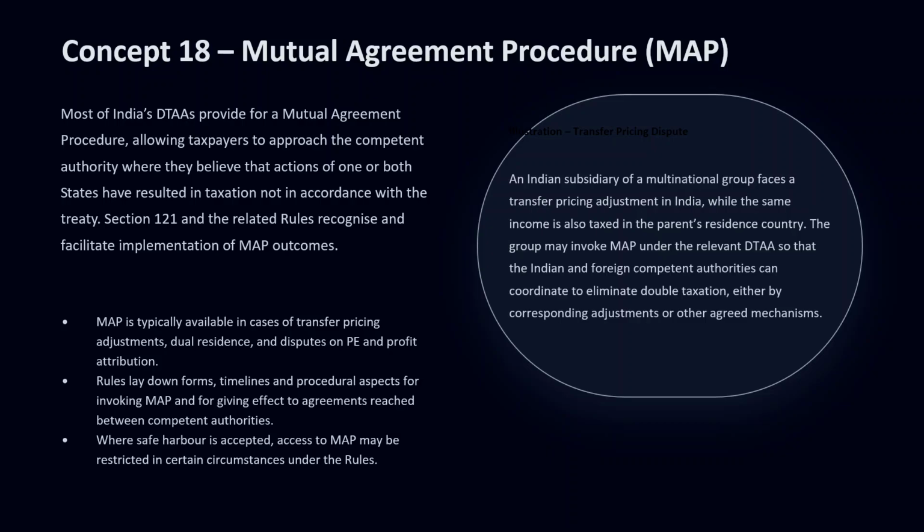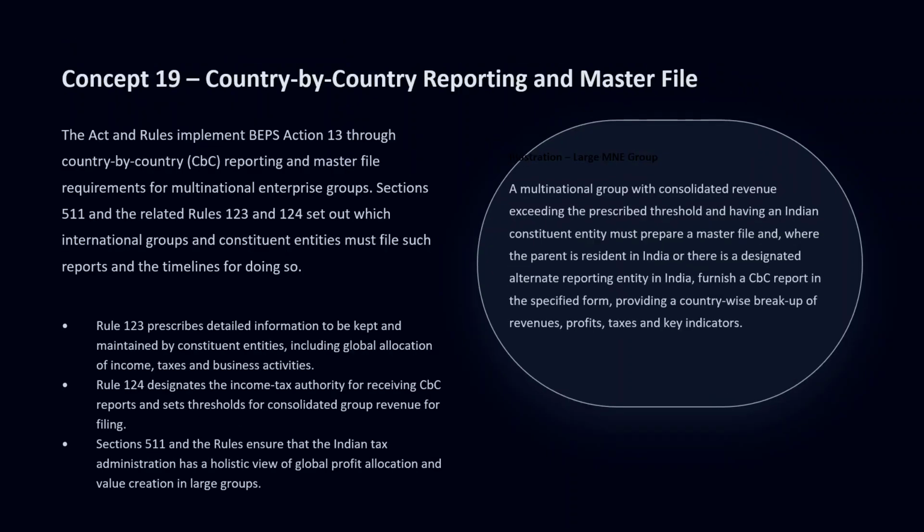The Indian and the foreign competent authorities can then sit and consult and agree either on a corresponding adjustment in the other state or some other means to relieve double taxation in accordance with the treaties. So this is the concept of MAP, mutual agreement procedure. Let's proceed to our next concept of today.